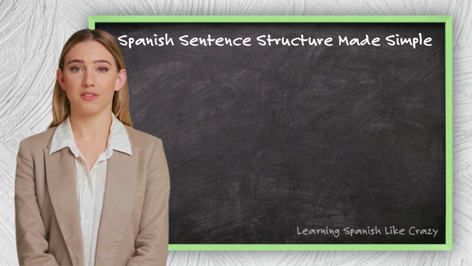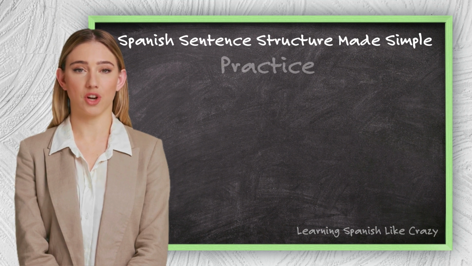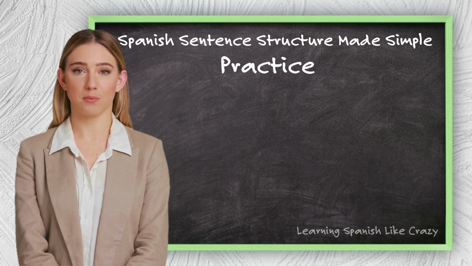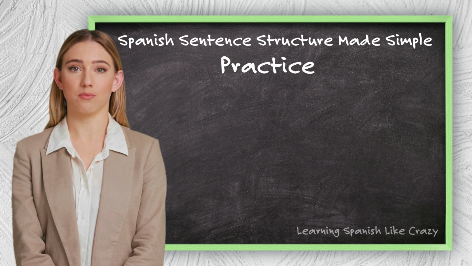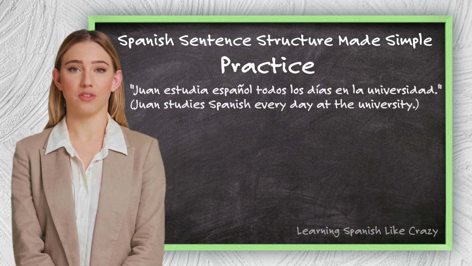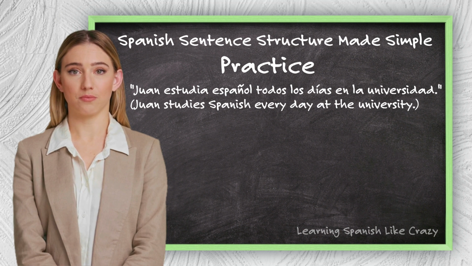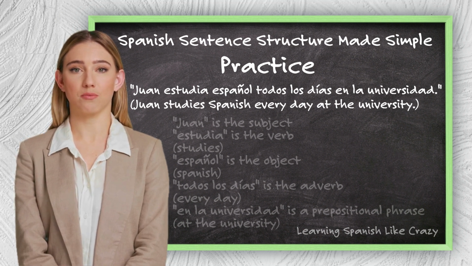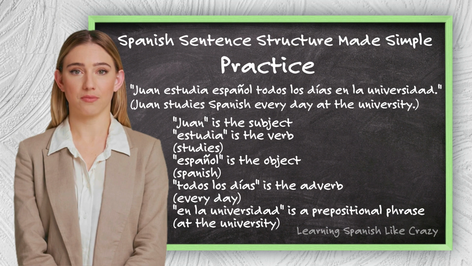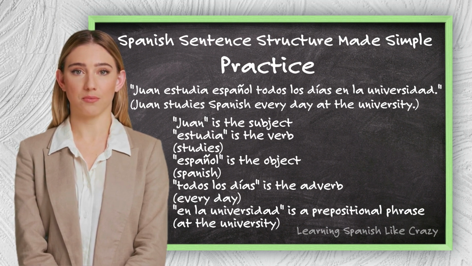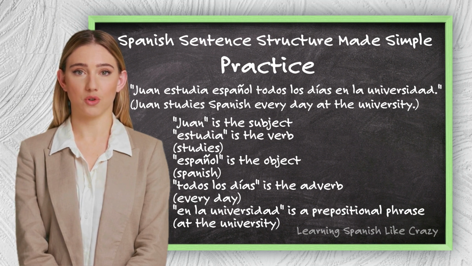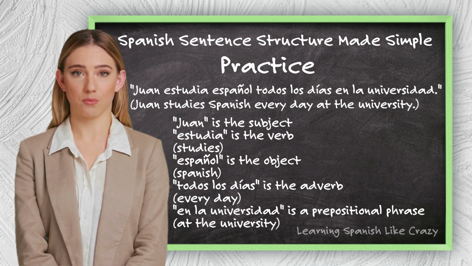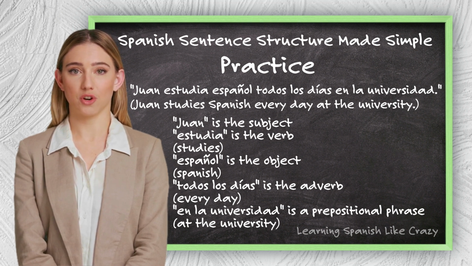Now that we've covered the basic elements of sentence structure, let's put it all together. Here's an example sentence in Spanish. Juan estudia español todos los días en la universidad. In this sentence, Juan is the subject, estudia is the verb, español is the object, todos los días is the adverb, and En la universidad is an additional prepositional phrase that tells us where one studies.